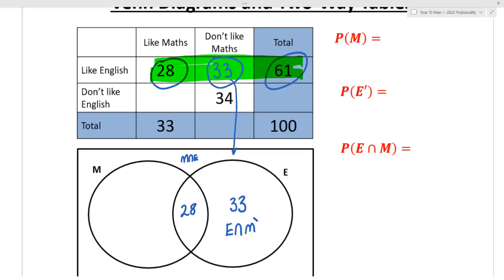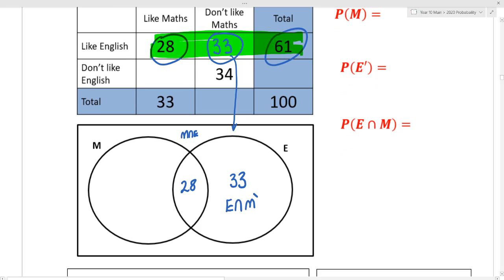So if we have a look at those that don't like maths and they don't like English, where do you think that would be? They don't like maths and they don't like English. There's 34 people that don't like any of them. It'll be the outside. Good. So 34 people, they don't like either. It can't be in either of those. So how would we write that as a set of intersections or unions?